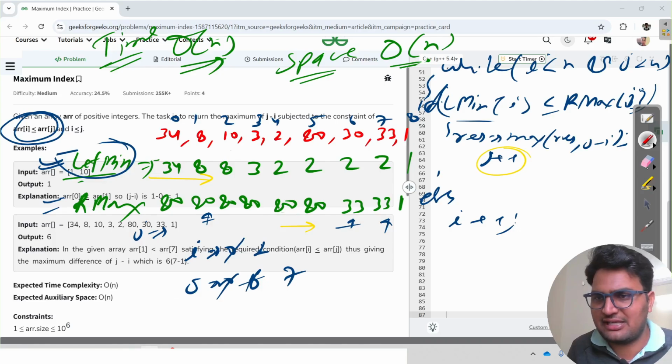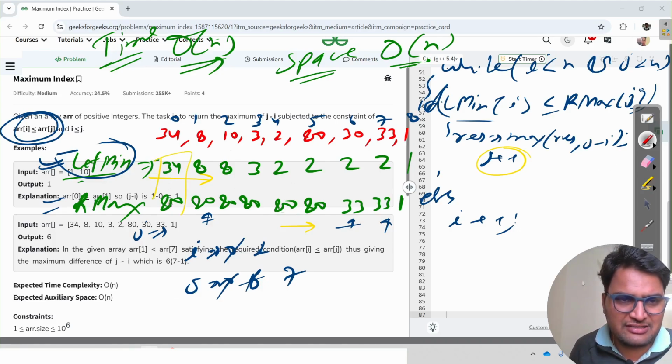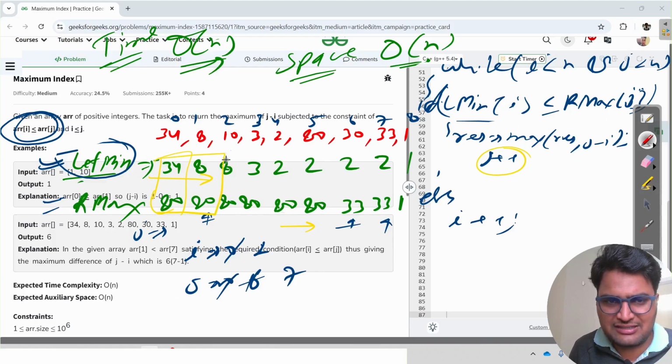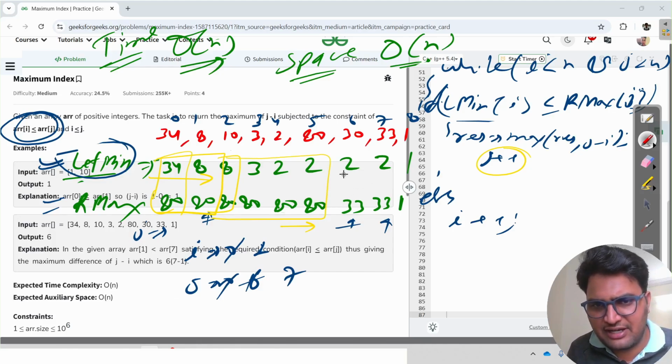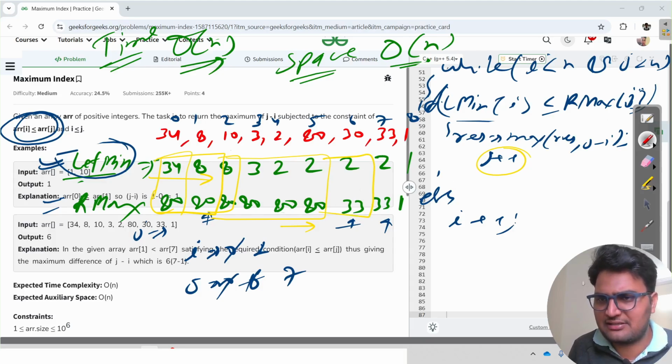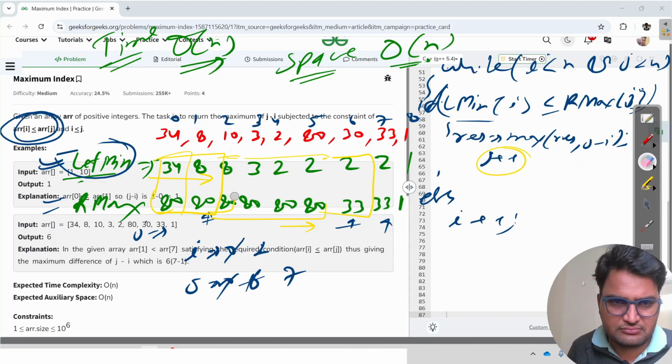See here, the window starts from here, this one only. Then I will increase j. So the window is starting from now, and we are increasing till this one, and here it is failing. So what will I do? The window is this one, so the window got increased to this one, correct?